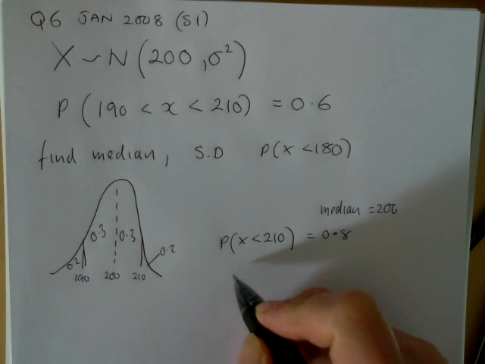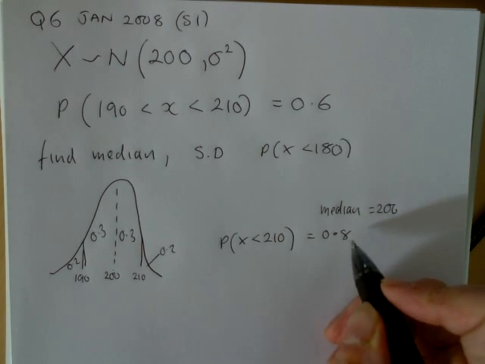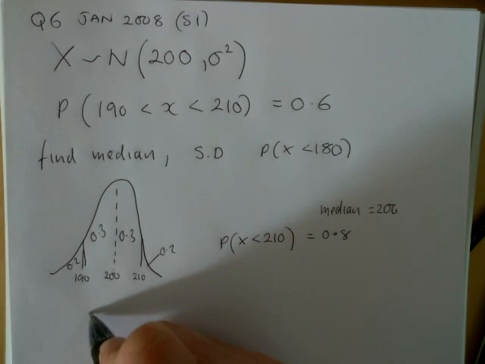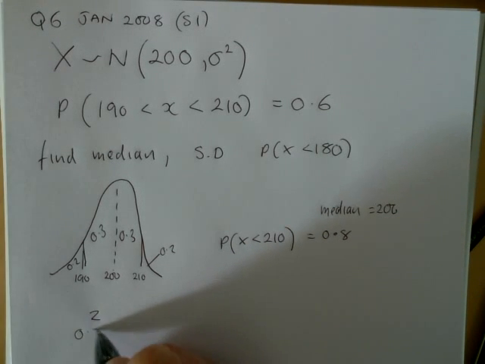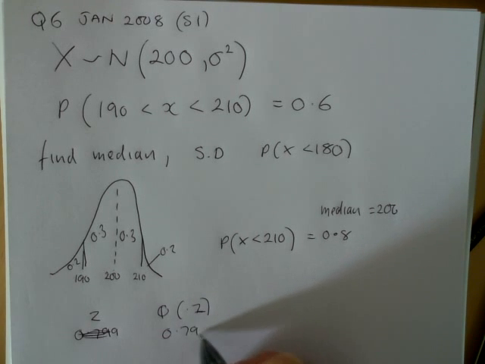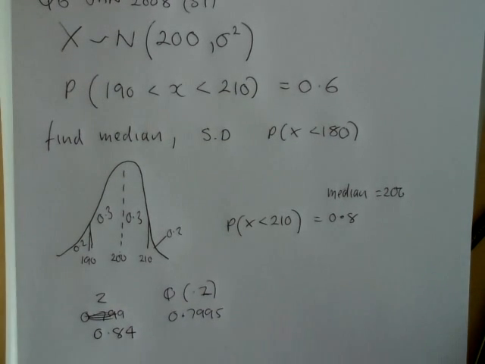So we know then that we can look up our z value for 0.8, and if you look into the tables, you'll see that the closest you can get to 0.8 is 0.7995. So if you look up z, the value that will give us the probability of 0.7995 is 0.84. Okay, so we'll take 0.84.